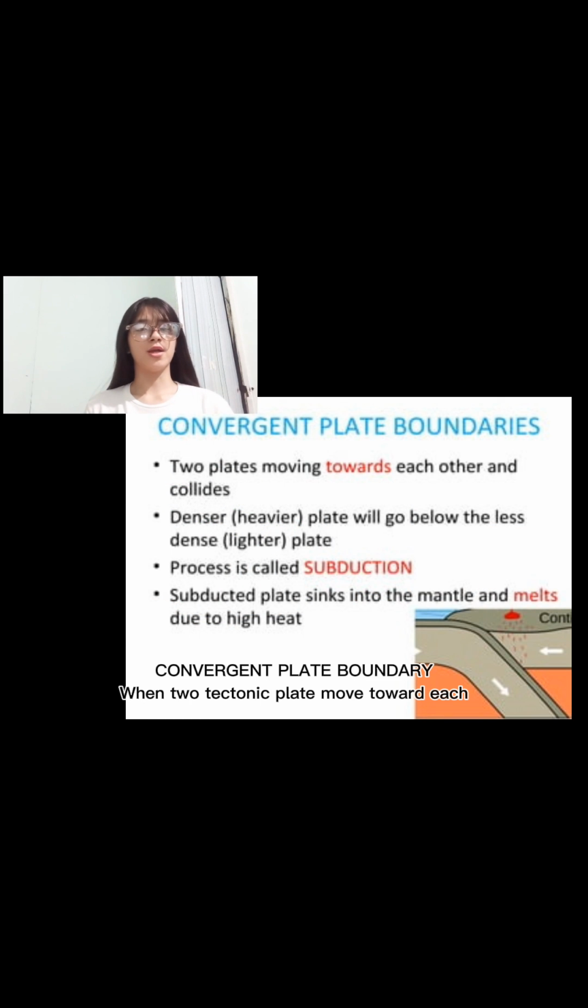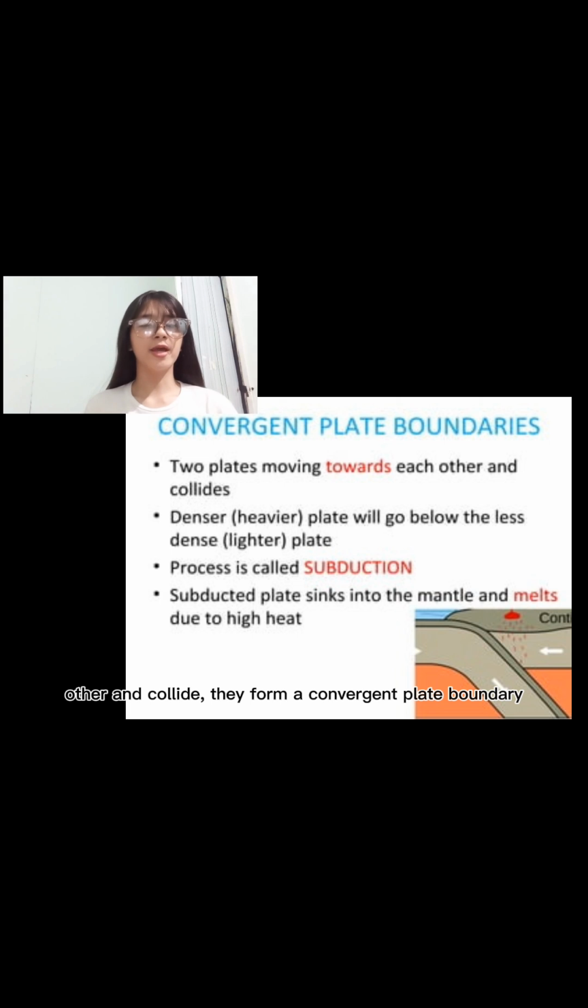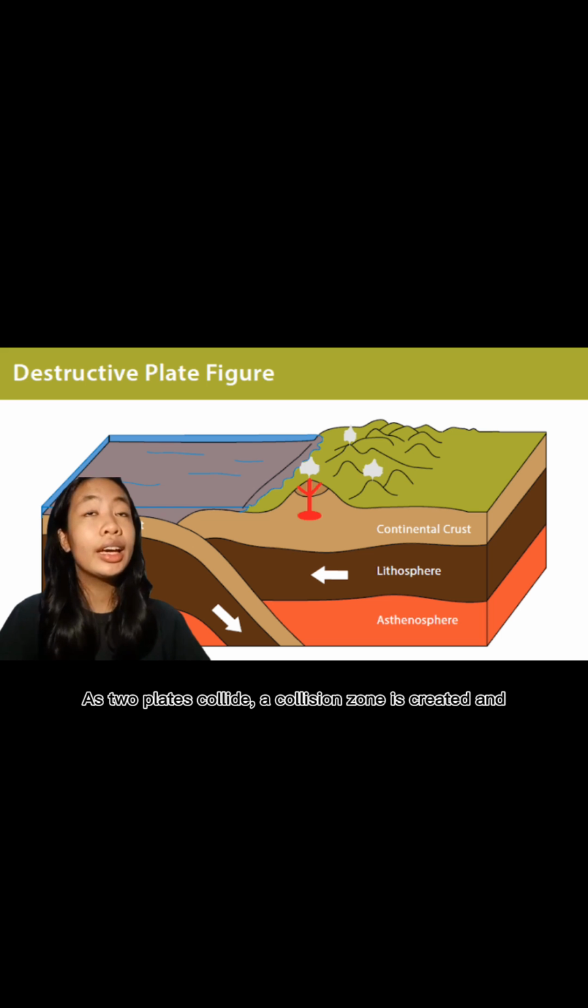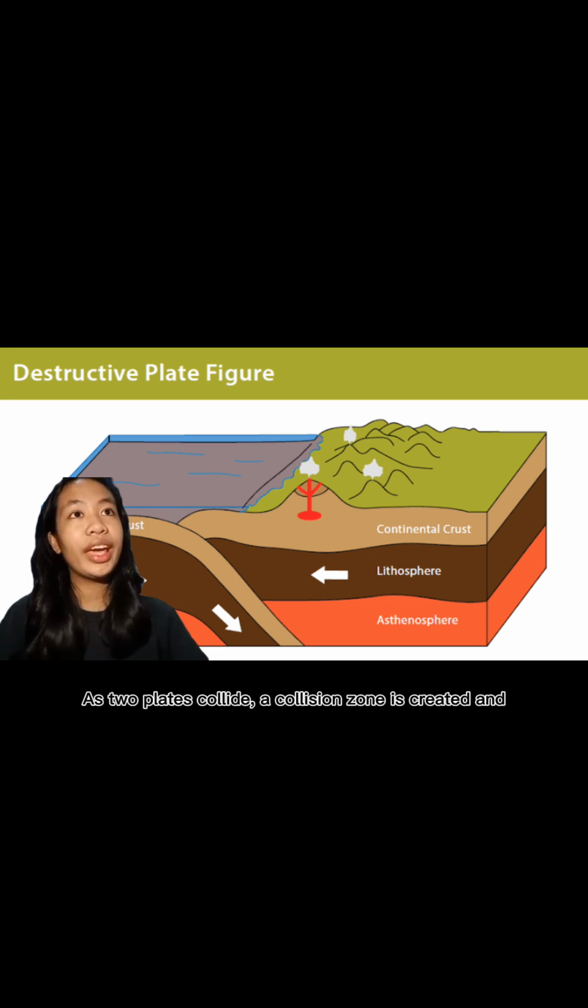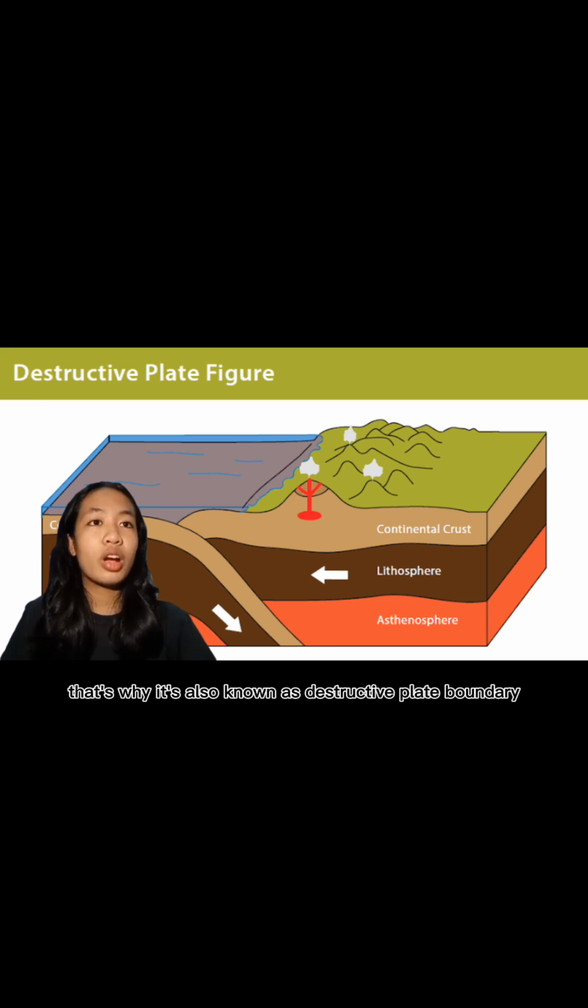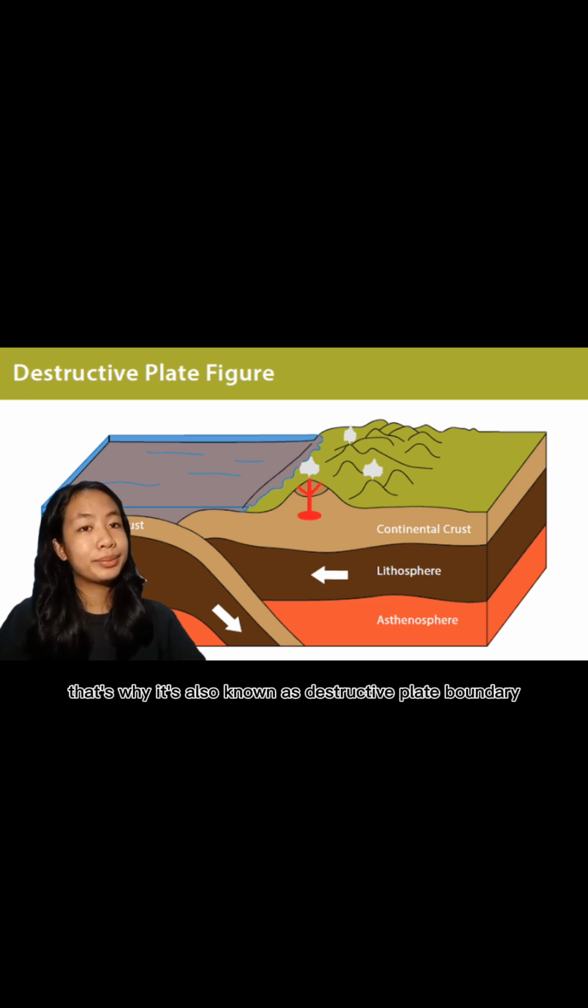Converging plate boundary. When two tectonic plates move toward each other and collide, they form a converging plate boundary, also known as destructive plate boundary. As two plates collide, a collision zone is created and one of the leading edges of a plate will be subducted and destroyed. That's why it's also known as destructive plate boundary.